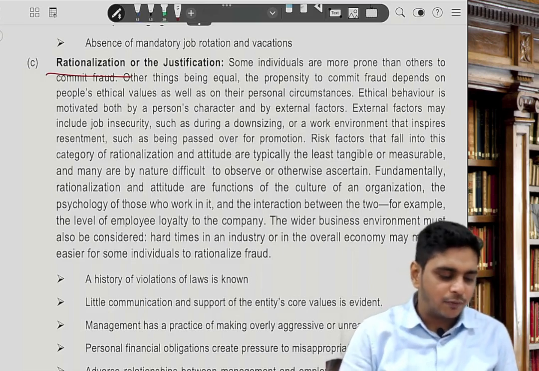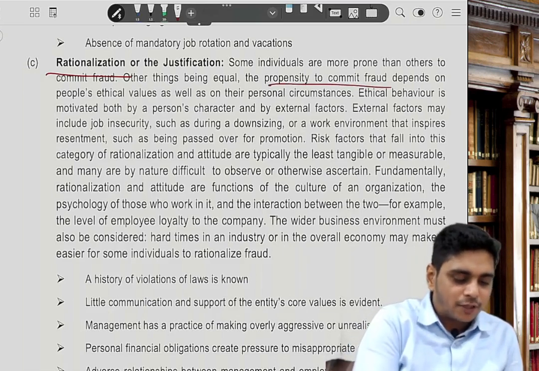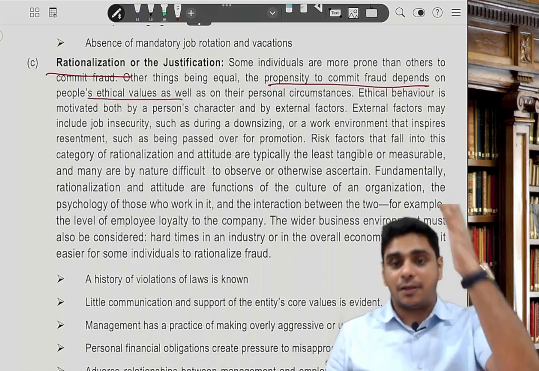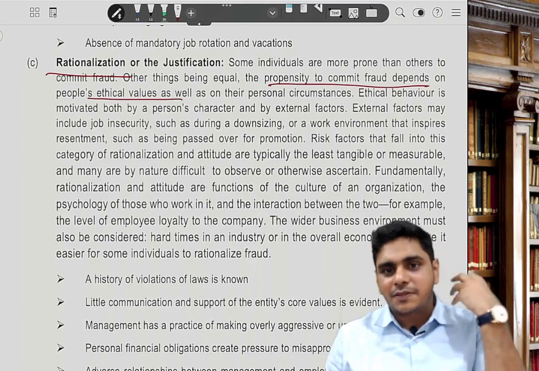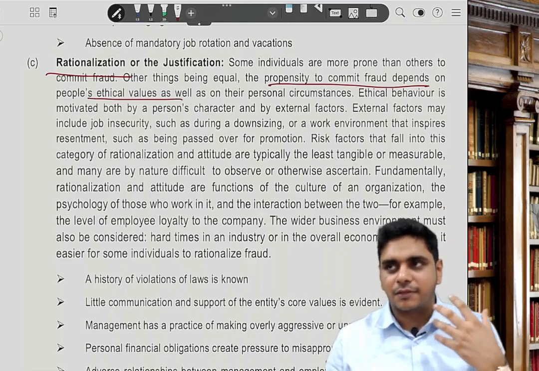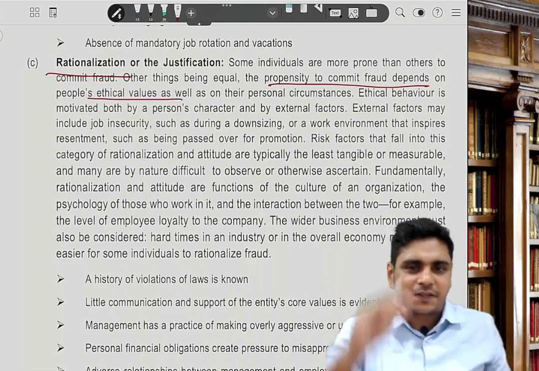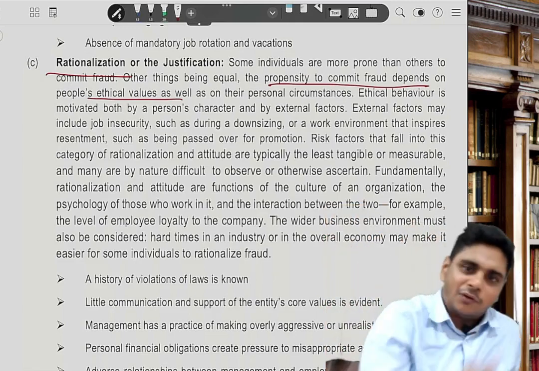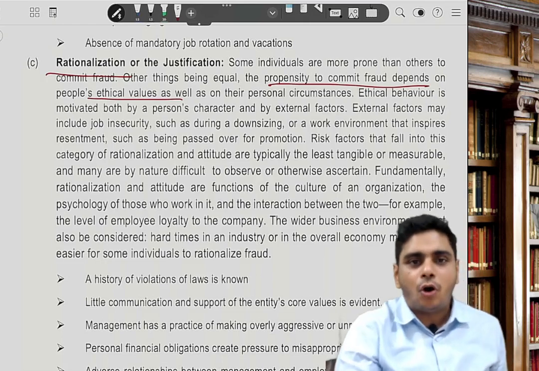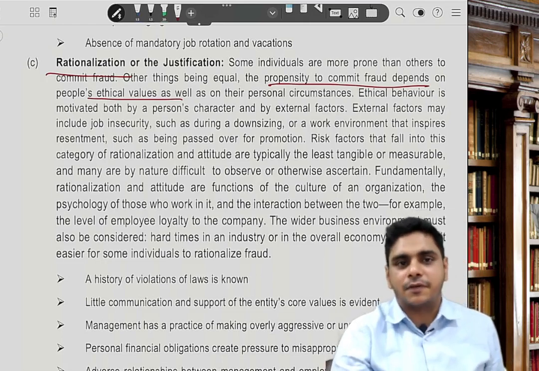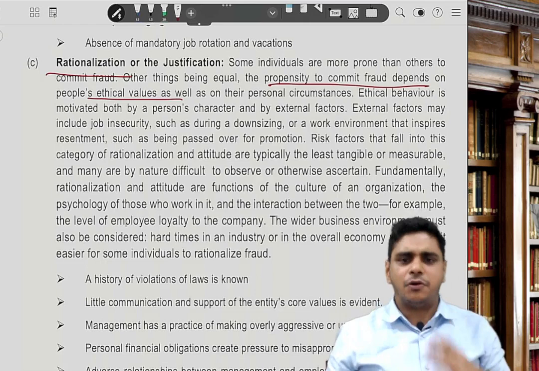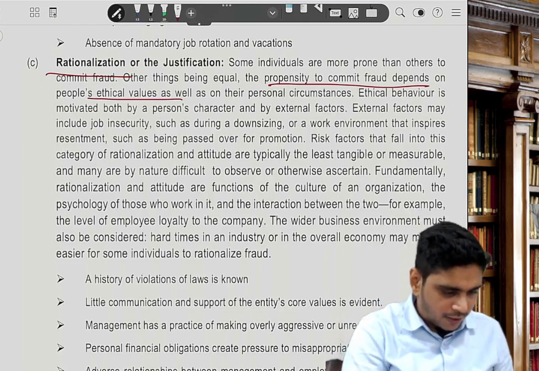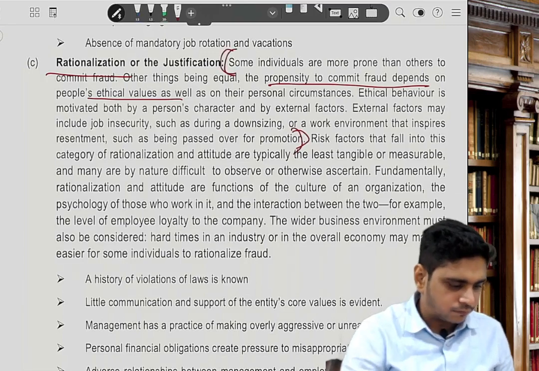Other things being equal, the propensity to commit fraud depends upon the people's ethical values. Like people who have been committing fraud, for example Vijay Mallya. Even if he's imagined to be a good person, the perception in the market is that he's a fraudster. He will do fraud only. So it all depends upon the rationalization of a person. Once he has done fraud, every time he will do a fraud. Nirav Modi, fraudster. Okay. So we will mark till here, till rationalization.